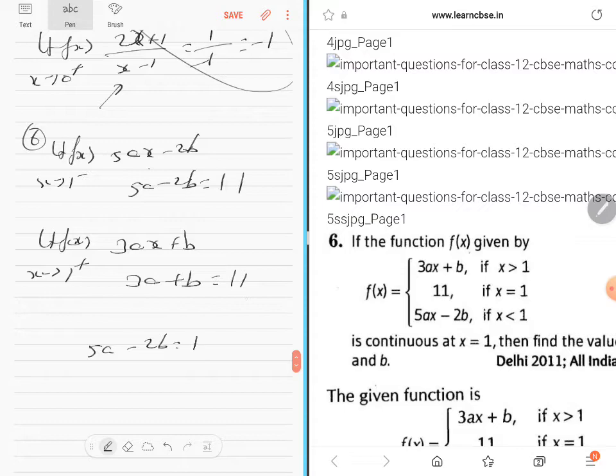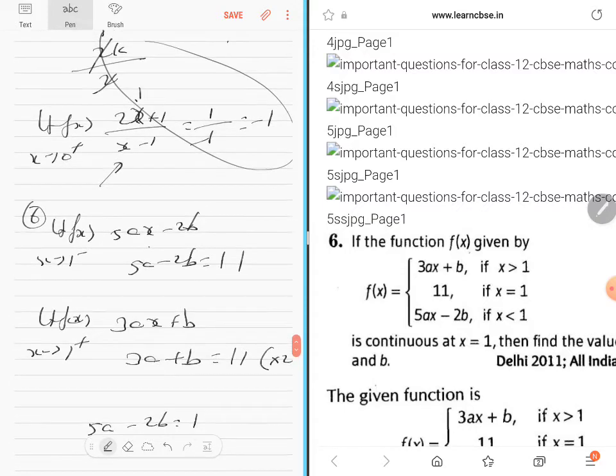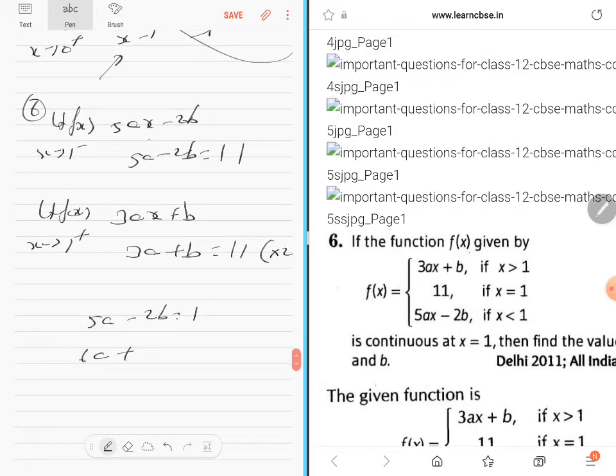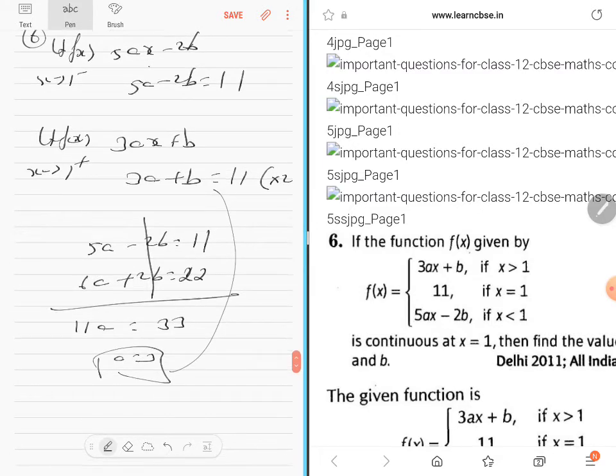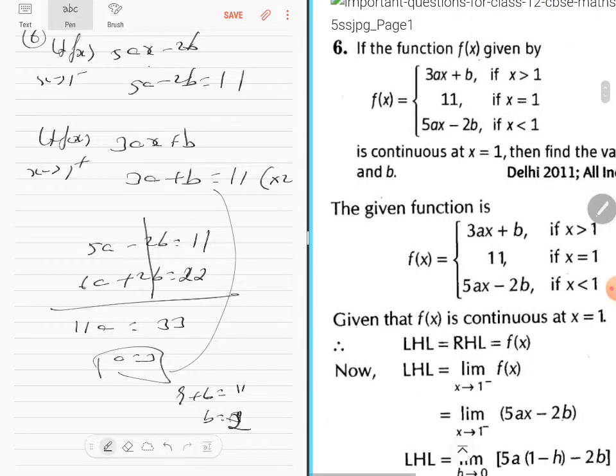5a minus 2b is equal to 11. Can I multiply this entire equation with 2? So it will be 6a plus 2b is equal to 22, is it? Okay. So then this and this get cancelled. So 11a is equal to 33. So a is equal to 3. Once you find a, you can find what is b. 9 plus b is equal to 11. b is also 2, 11 minus 9. So that's all. So easy. Left limit is equal to right limit is equal to the value.